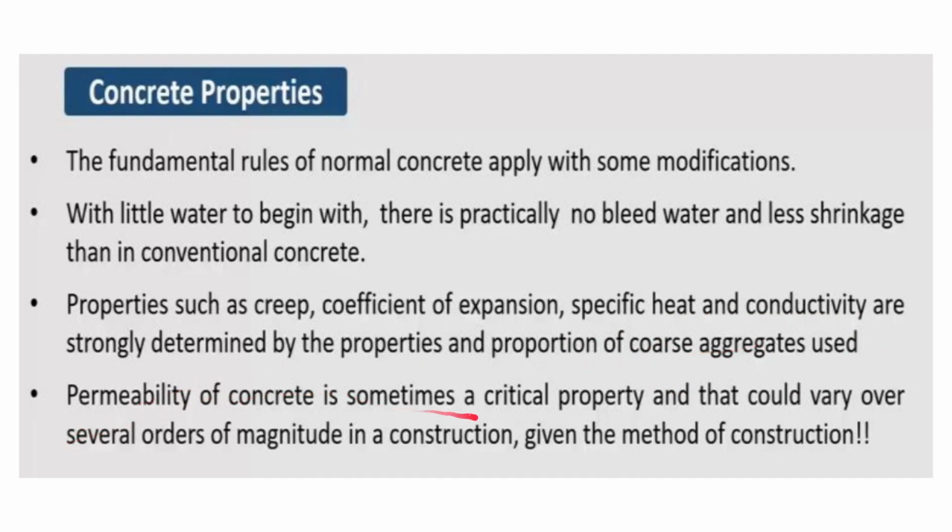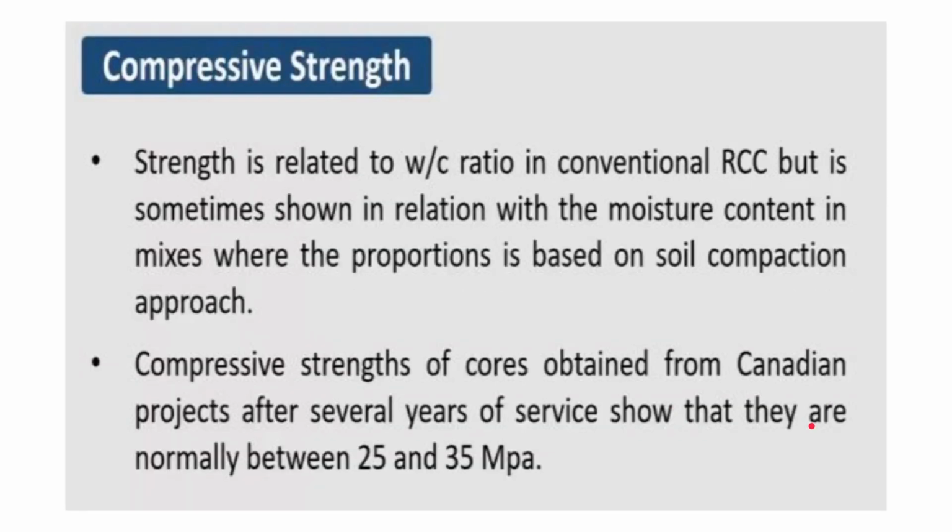Permeability of concrete is sometimes a critical property, and that could vary over several orders of magnitude given the method of construction. The compressive strength is related to water cement ratio in conventional RCC, but is sometimes shown in relation with the moisture content. So basically strength is related to the W by C ratio as per Abrams law, but in the case of RCC it is also related with moisture content, because it generally follows the soil compaction approach much more.